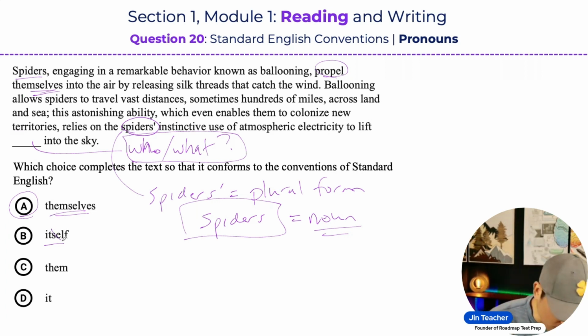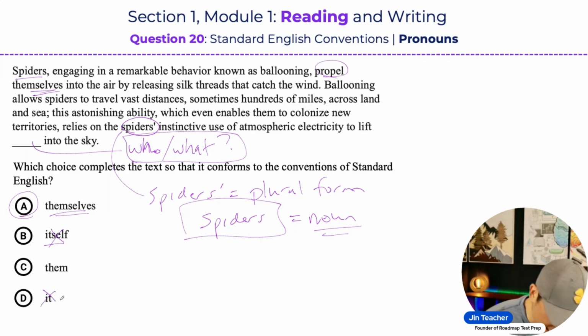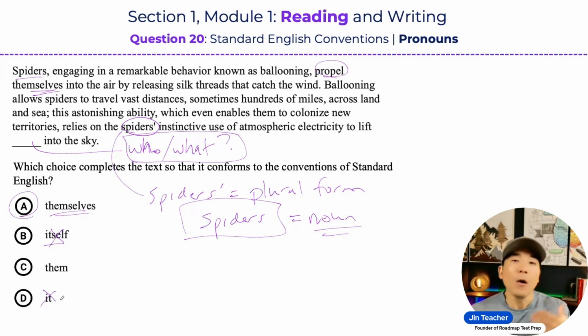So this is why grammatically we don't want to say itself, because it's not just referring to one spider, a singular spider, it's referring to many spiders, right? So this is why A would be grammatically correct. Now also, so we know that it and itself would be wrong. Why would them be wrong grammatically? Well, them would be wrong both grammatically and logically, right?